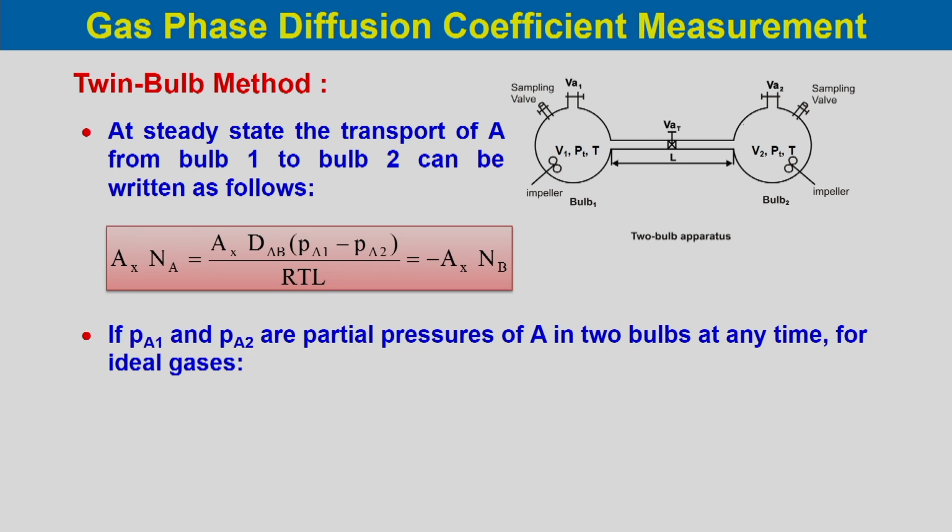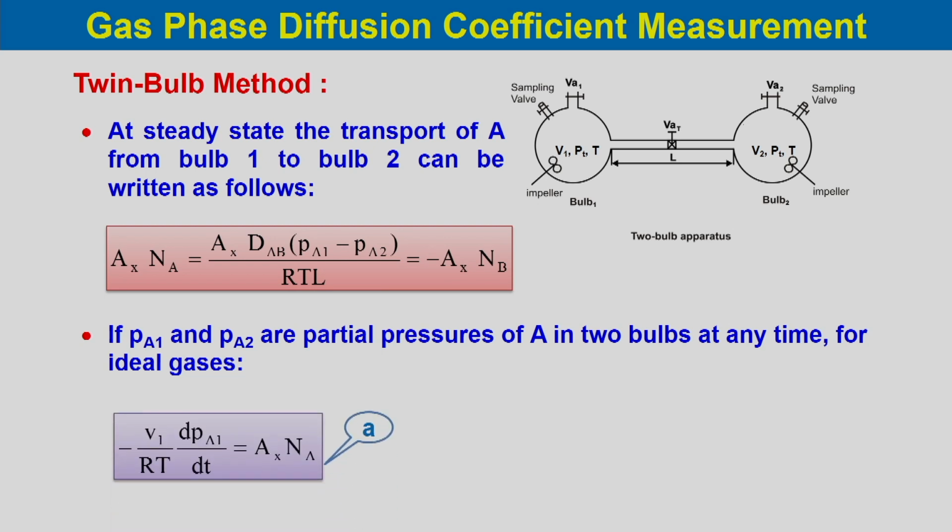If we consider the partial pressure of A in bulb 1 and the partial pressure of A in bulb 2 at any time, for ideal gases we can write minus V1 by RT into dPA1 by dt would be equal to Ax into NA. Let us call this equation A. Similarly, for bulb 2 we can write V2, the volume of bulb 2, divided by RT into dPA2 by dt, which would be equal to Ax NA.